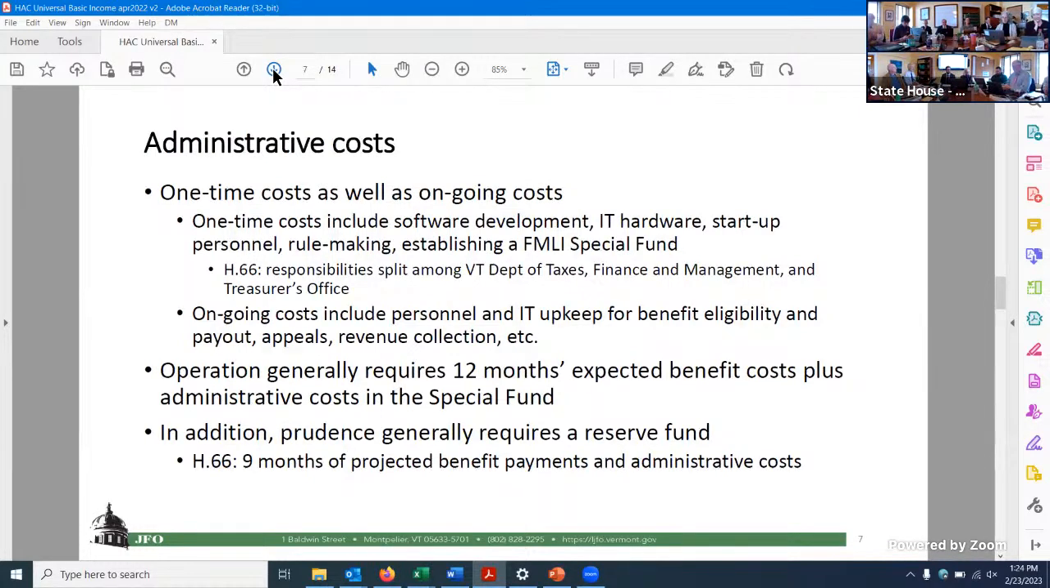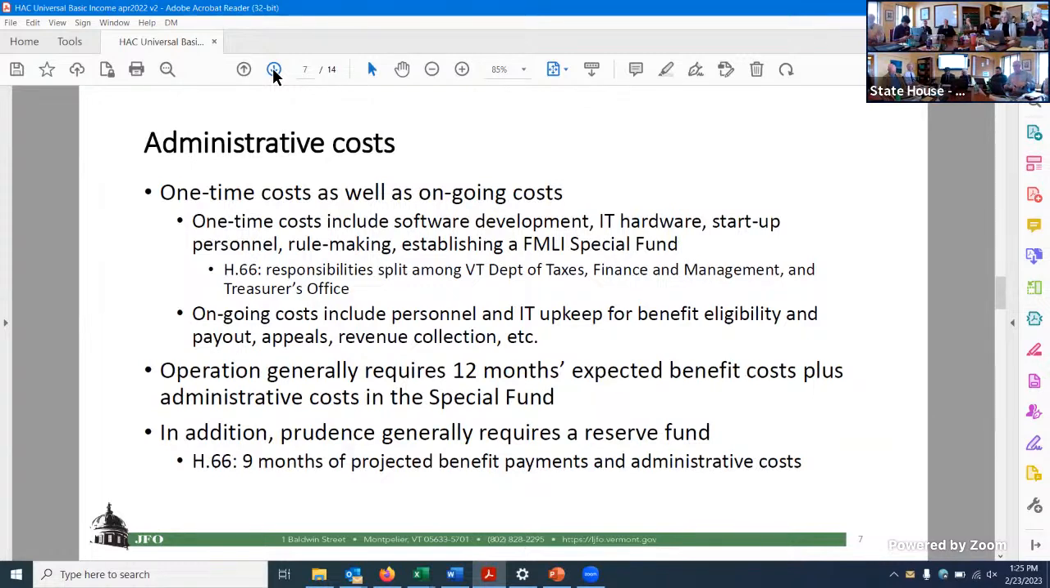Okay. Oh, yes, we haven't yet talked about administrative costs. So currently, we have a placeholder in the model that may turn out to be not quite right. When we think about administrative costs, we're thinking about two different kinds of costs. One is the one-time cost to get the program going. As you can imagine, there's going to have to be a big investment in IT upfront in order to set up a program that can work. So we need to have some funding for those one-time costs.